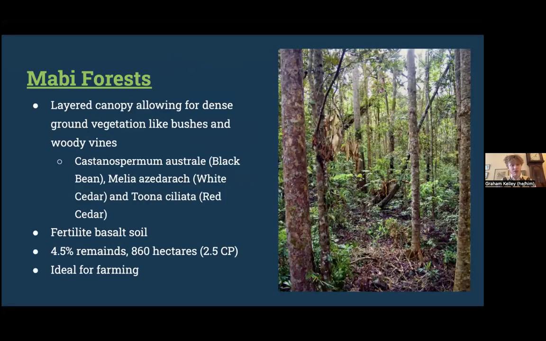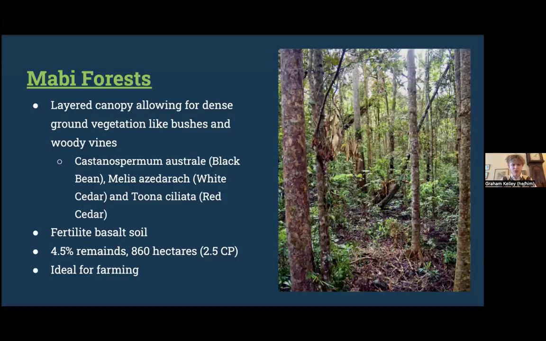What then is a Mabi forest? A Mabi forest is a type of forest. It is not a Mabi tree, a Mabi plant. It is a type of forest that is characterized by having a very layered canopy, and that layered canopy allows for light to permeate down to the ground level and cause a lot of dense vegetation like bushes and woody vines there, with some typical species being the black bean, white cedar, and red cedar. It's known to have very fertile basalt soil, which is very important because such soil is very ideal for farming, which makes it a really big target for those wishing to convert and deforest areas and turn them into farmlands.